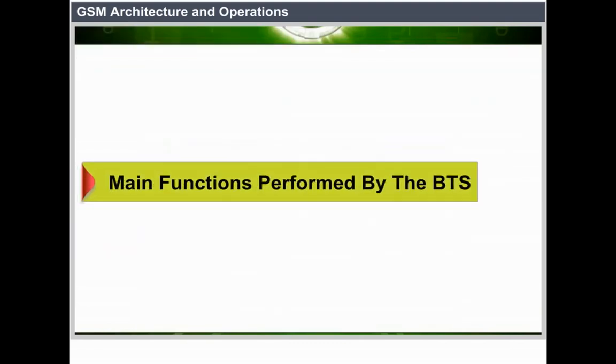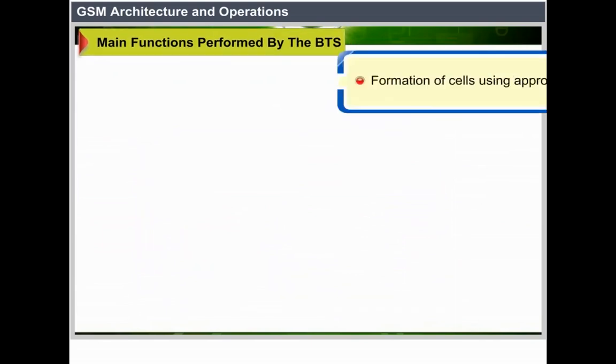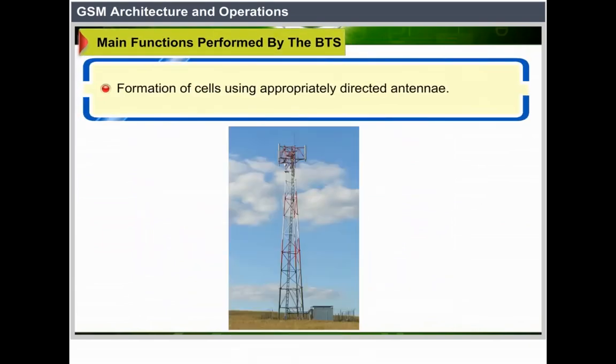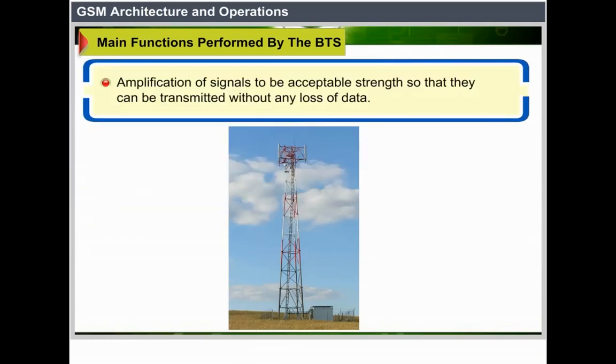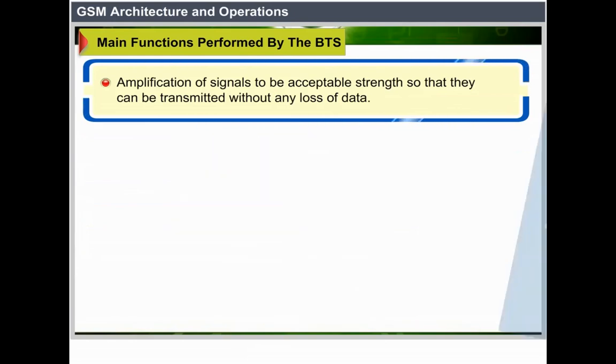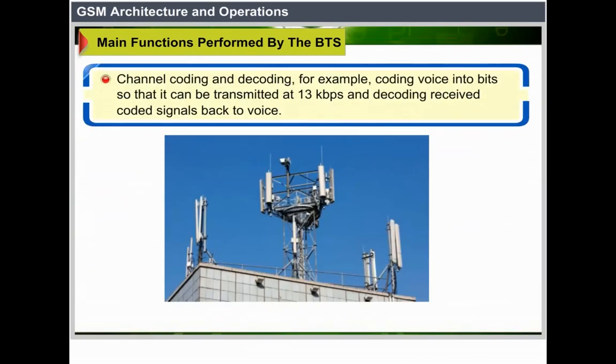Main functions performed by the BTS. Formation of cells using appropriately directed antennas. Processing of signals: amplification of signals to acceptable strength so that they can be transmitted without loss of data. Channel coding and decoding, for example, coding voice into bits so that it can be transmitted at 13 kbps and decoding received coded signals back to voice.